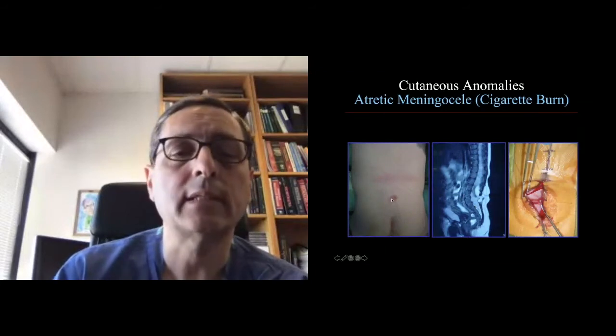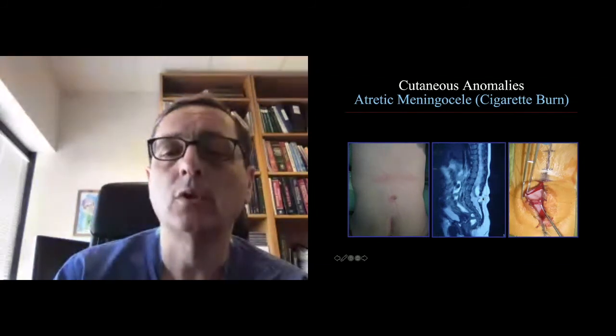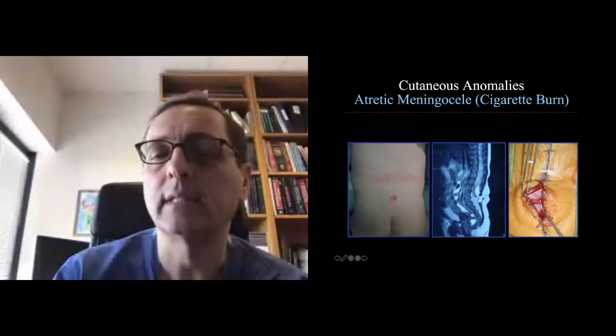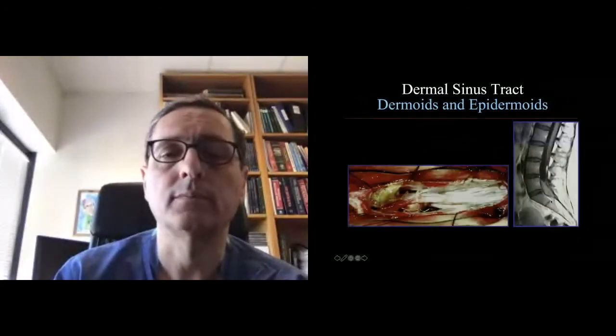This is an atretic meningocele, or the scar-like structure I showed you earlier, which also travels in a track to attach to the spinal cord. And this is it, attaching to the skin here and going through the underlying tissues to end in the spinal cord.